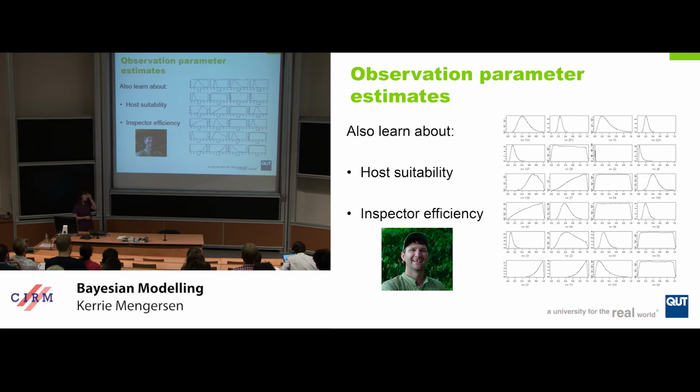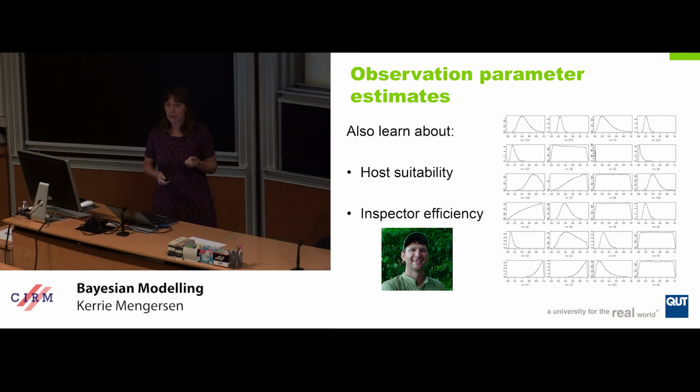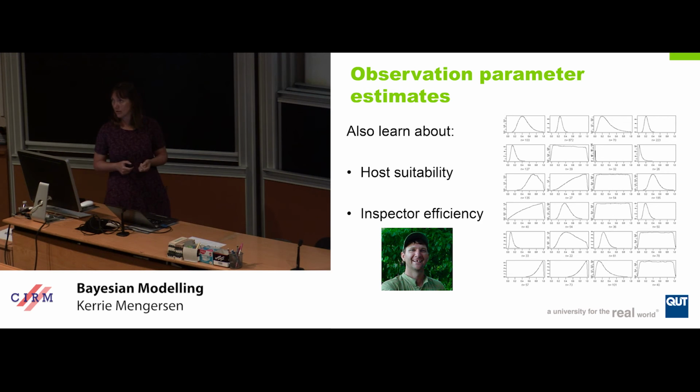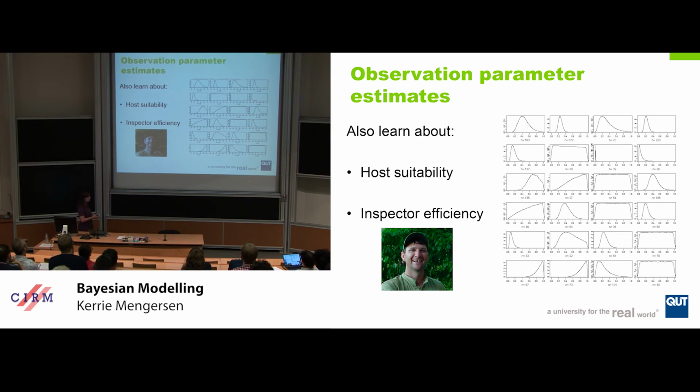We also learn about host suitability. So for each type of plant, how likely is it that the pest lives on that plant, and also our inspectors. So we're coming again to the restaurant process where we have our restaurants, and we also learn about our inspectors. For example, some of our inspectors are quite good at this. This is the probability of detection of the pest. So some inspectors are quite good, like this one here, and this one.